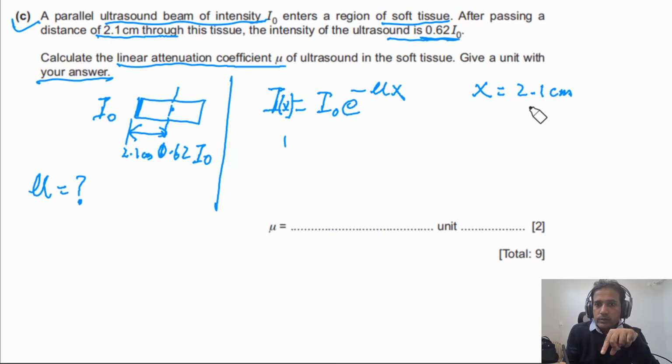Convert this into meters, and your answer will be in meters. So it depends on which unit you are choosing. You can use centimeters, you can use meters. I'll be using centimeters. So here we have the value of I at a distance of 2.1 centimeters, that is 0.62 I naught.